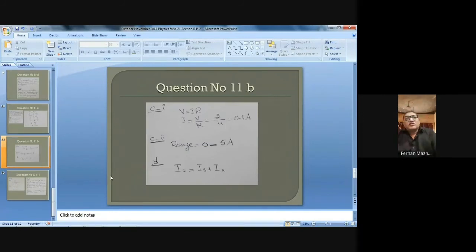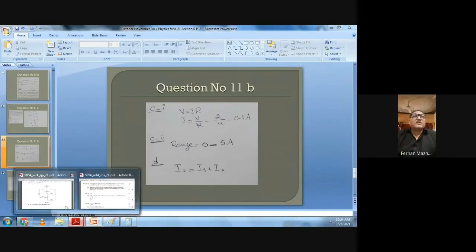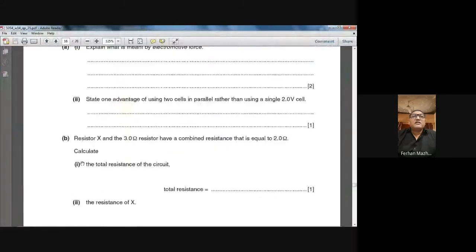Okay. So let's move to the next part. We will look at their marking schemes later.